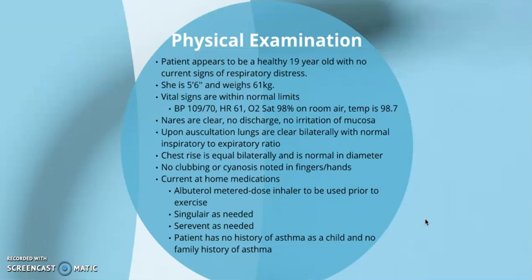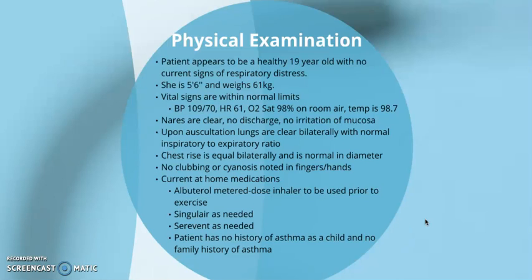Nothing unusual there. The nares are all clear. There's no discharge noted, no irritation of the mucosa. Upon auscultation, the lungs are clear bilaterally, and there's a normal inspiratory to expiratory ratio. Chest rise is equal bilaterally, and it's normal in diameter. There's no clubbing or signs of cyanosis noted in the fingers or the hands.